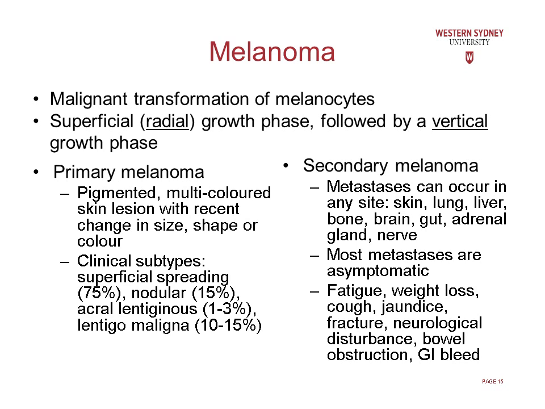Melanoma is the malignant transformation of melanocytes. It tends to have a superficial or radial growth phase, so that's a flat phase, followed by a vertical growth phase where it grows down into the layers of the skin. It can present either as a primary disease or a secondary melanoma or metastatic melanoma. Patients who present with primary melanoma present with a skin lesion, so a pigmented multicolored skin lesion with a recent change in either the size, the shape, or the color.